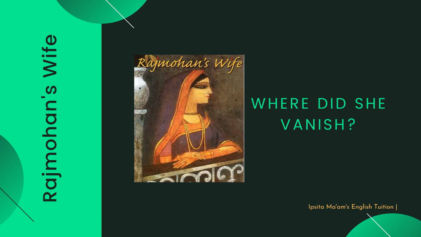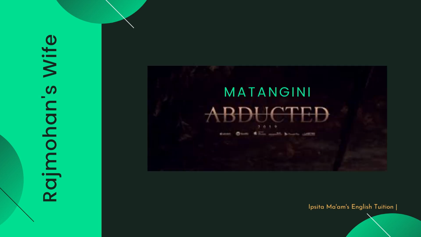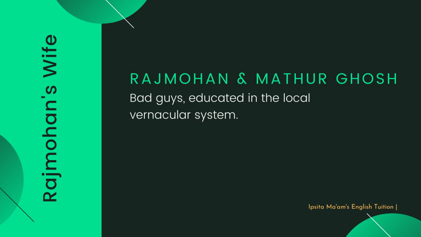Where did she go? The truth is, Mathur Ghosh ordered Sukhi's mother to abduct Matangini and keep her in the deserted godown where he has plans for enjoying sexual pleasure with her. However, obviously Matangini doesn't comply when Mathur comes and forces her to be intimate with him. Mathur, out of anger, captivates her and decides not to provide her food or water.